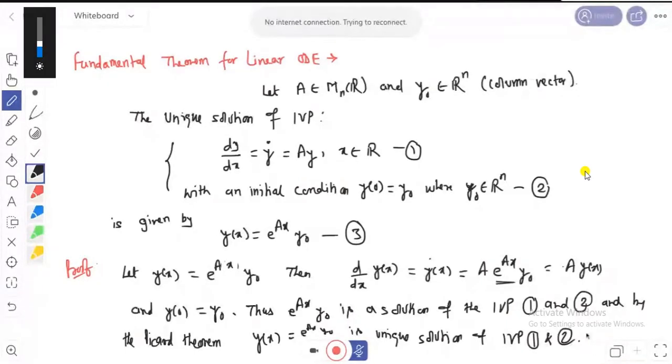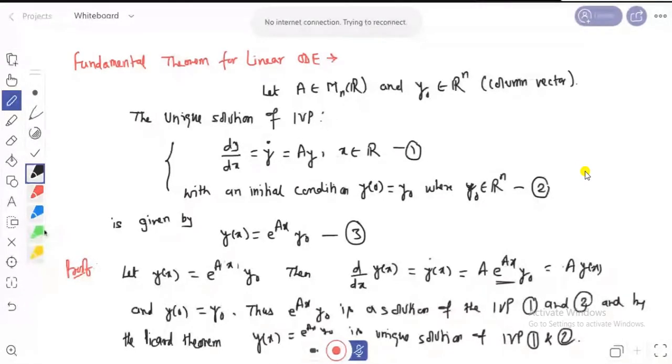Okay, so basically, what is the fundamental theorem here? If the system of linear differential equations is defined by this with this initial condition, then the solution of this initial value problem is a unique solution, and that solution y(x) is given by e to the power Ax y0. So if we take a problem which depends on this fundamental theorem of linear ODE, here we take a simple example and try to solve that problem.